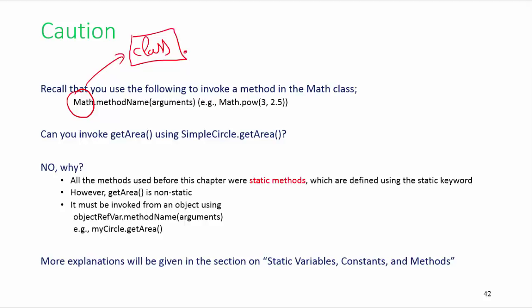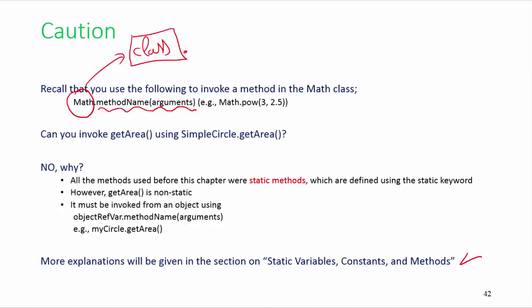For you to be able to understand that, we need to cover the section on static variables, constants, and methods in the textbook. It's going to come in a few slides. But for now, what I want to point out is that, instead of using a reference variable followed by a dot, followed by a method name and the parentheses and arguments, in the past you will find that we used this kind of thing: a class name followed by a dot, followed by a method name and the parentheses and arguments. So it sounds like we are trying to call a method on the class itself instead of calling it on an object.